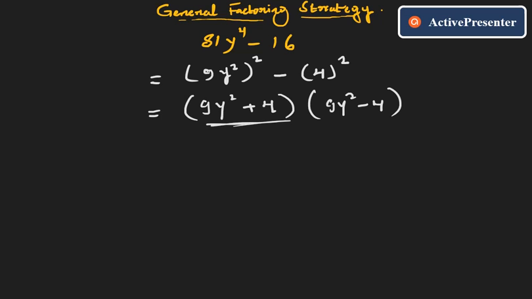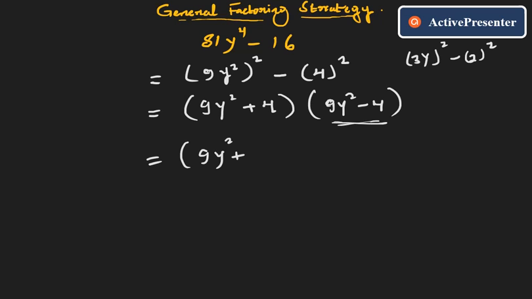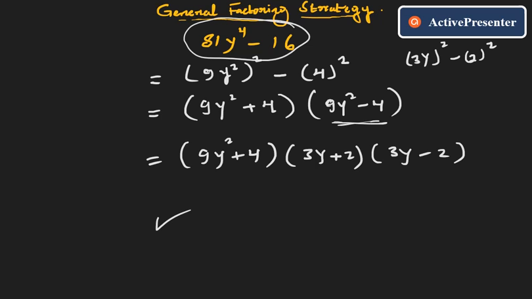So this cannot be factored more. However, this we can factor more. This is equivalent to 3y all squared minus 2 all squared. So our answer: this will be left the same, multiplied by the sum multiplied by the difference, 3y plus 2 multiplied by 3y minus 2. Now, can we factor this more when we examine? No. So your factorization is done at this stage, and you have already factored this binomial.